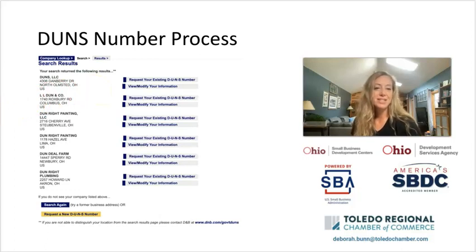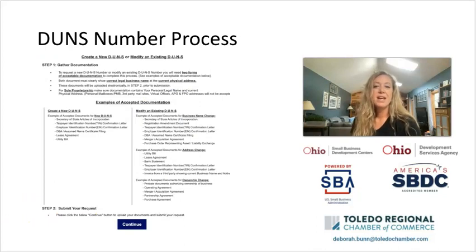So if you have those updates and changes, you're going to do this exact same process right at the beginning to be able to view and modify your information. But right now, we are going to start a new DUNS number registration, which is down at the bottom. You'll see that it's yellow. Request a new DUNS number.